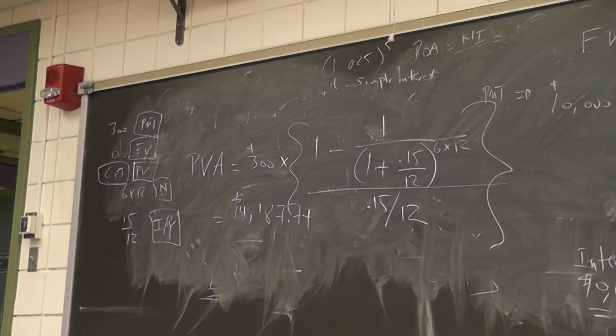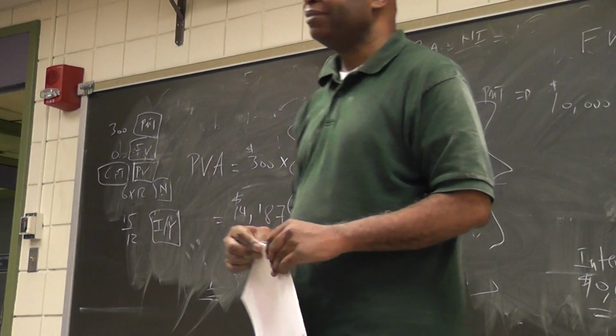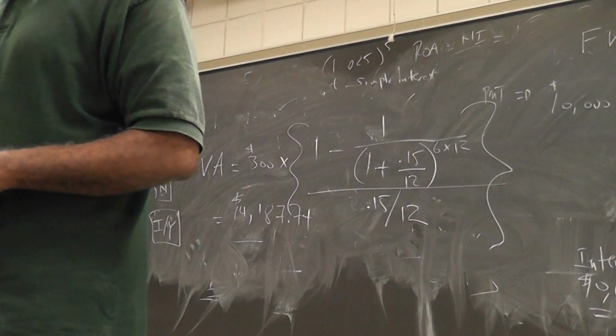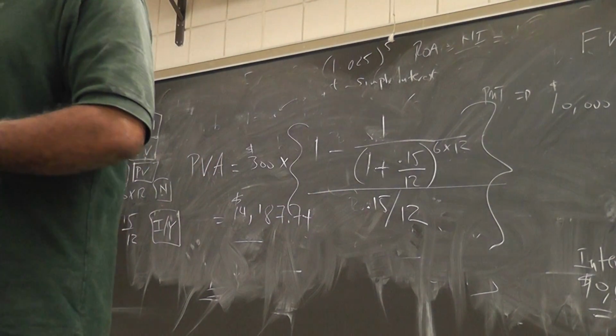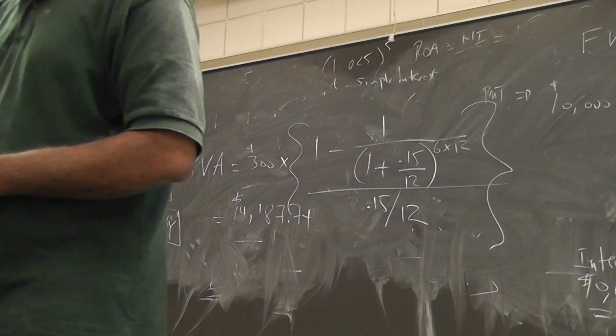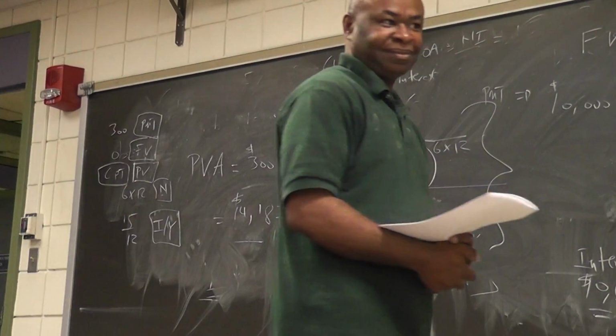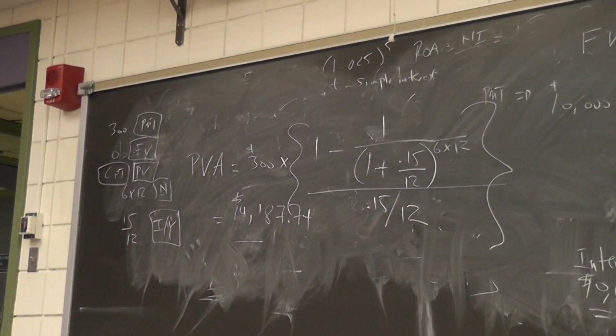Next, provide one example of a pure discount loan. A Treasury bill, or a zero coupon bond, right? Or simply a loan involving one lump sum. Does that make sense?